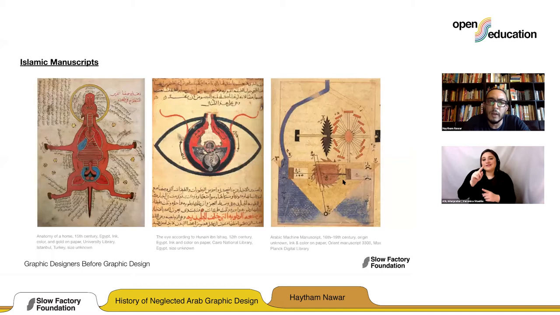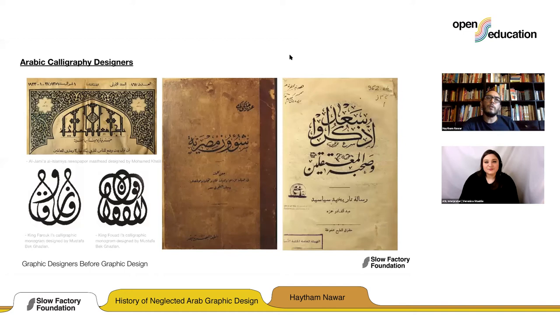Then let's talk about the designers. So when we started our research, Bahia Shahab, the co-author of the book and my friend, and I looked at the first or the early designers from the Arab world. We started off seeing that the calligraphers and people working in the printing press were the early designers in this profession.